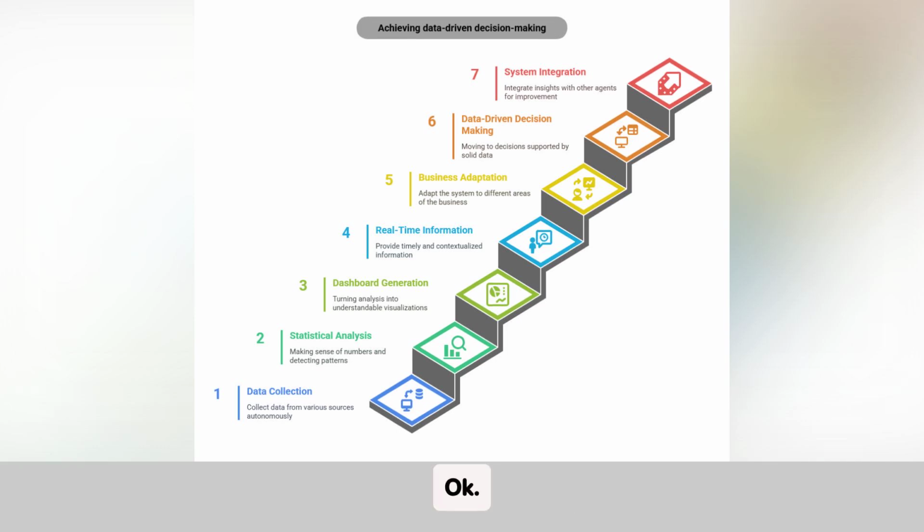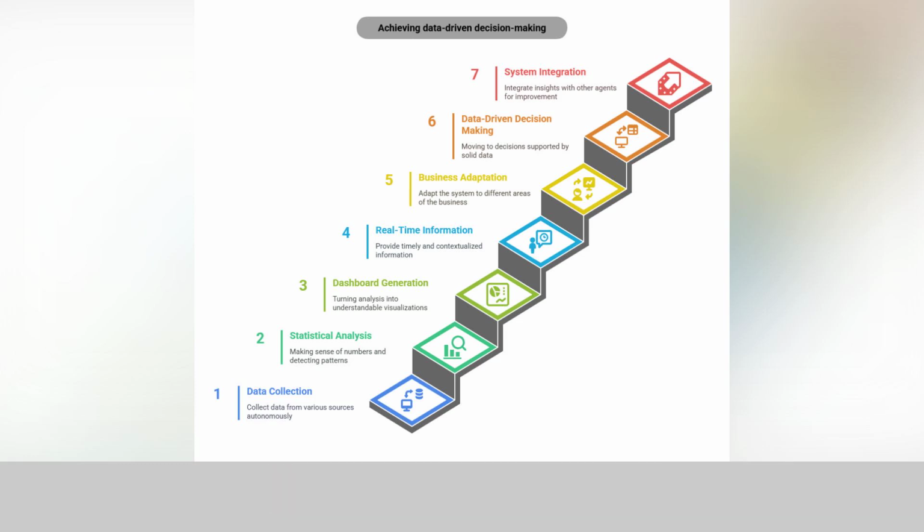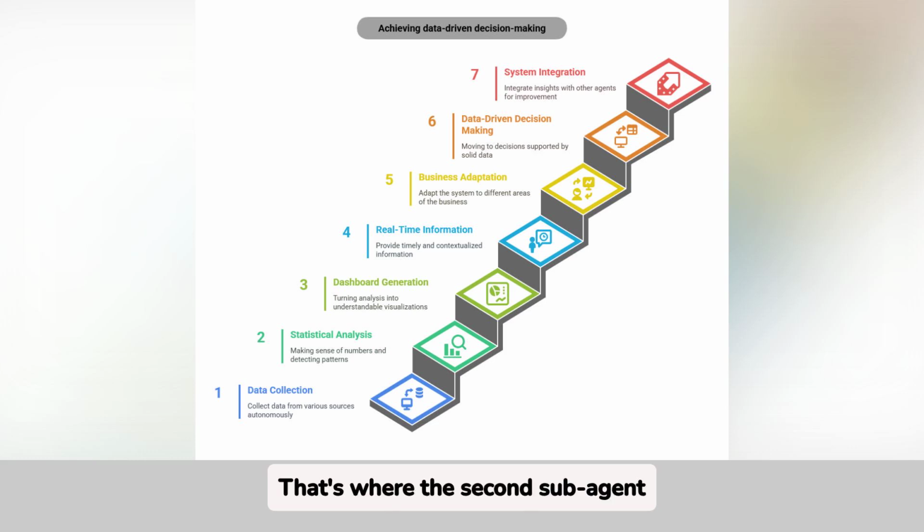Okay. So I have all the data. But they're still raw numbers, right? They don't tell me anything if I don't understand them. That's where the second sub-agent comes in, the Statistical Analyst. This one really makes sense of the numbers. It calculates ratios, compares periods, finds patterns and trends. It can even predict what will happen if conditions persist.